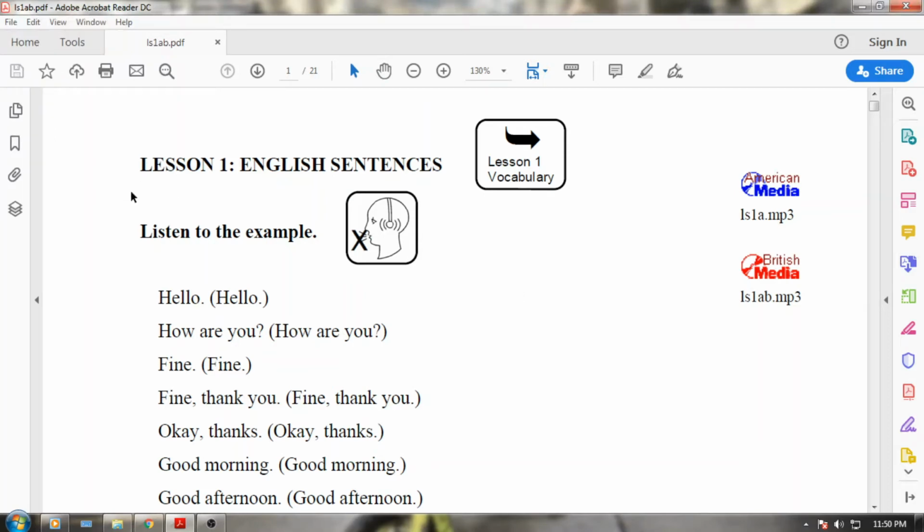Lesson 1. English Sentences. Listen to the example.